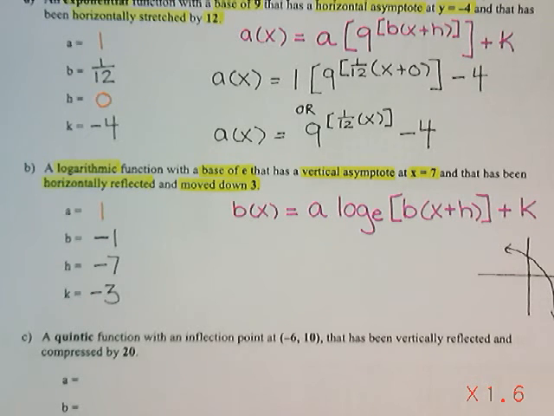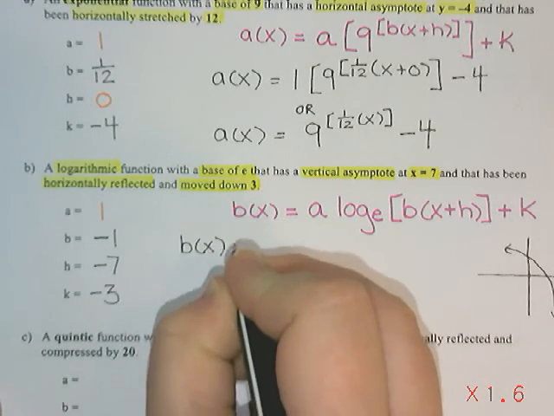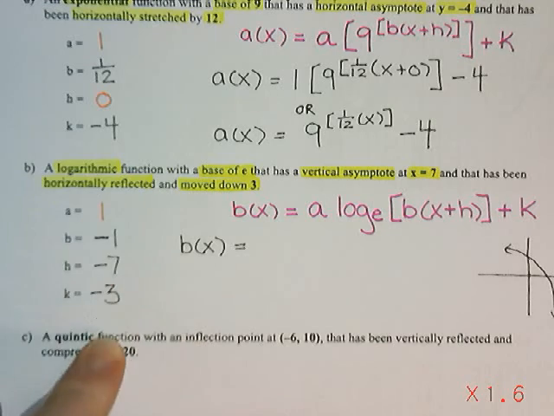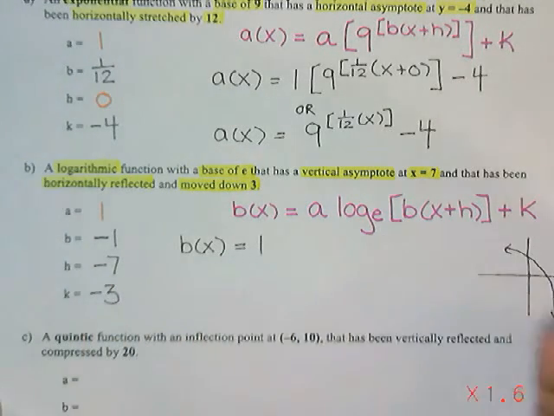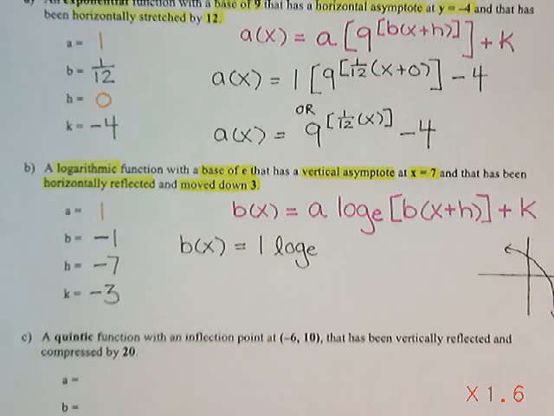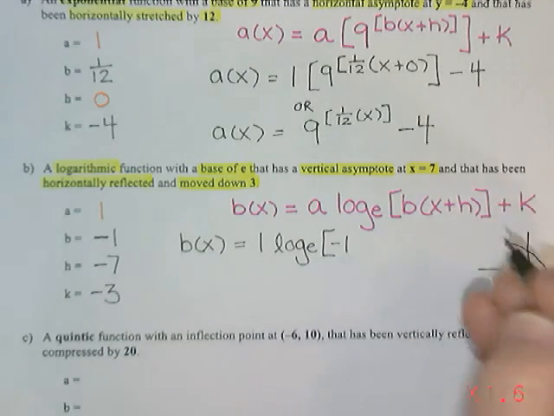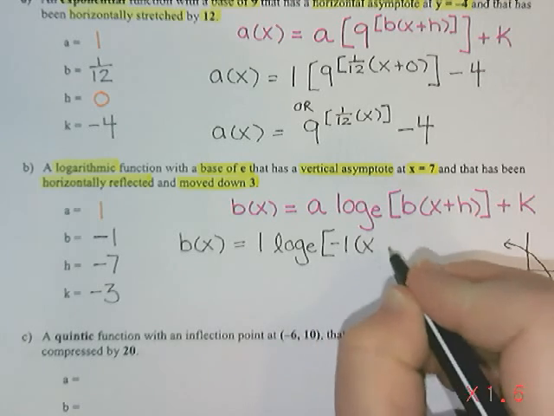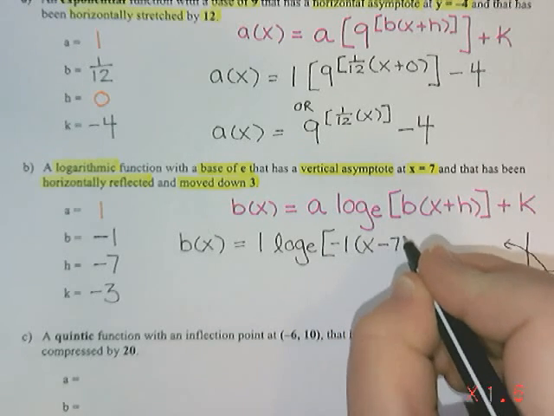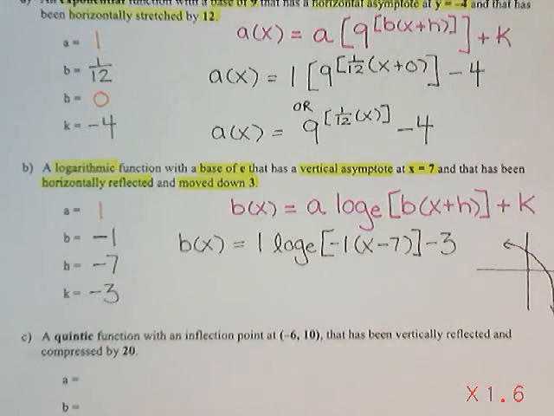So my equation here would be that b of x is, so option number 1, we use all the numbers. So we would say 1 times log base e. Is there another way to write log base e? We can actually write that as ln if we want to. So that's log base e of -1, that's my b value, times x plus h. So that's going to be x minus 7, and then plus k, or in this case, -3.